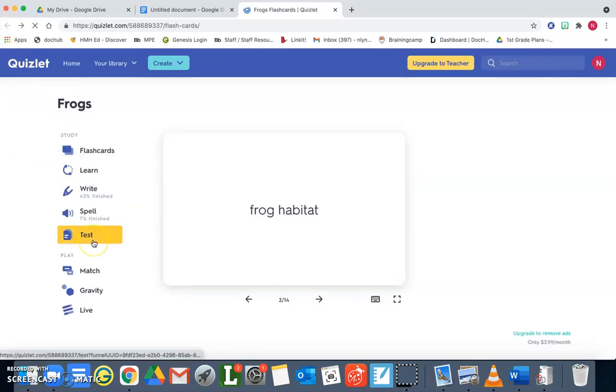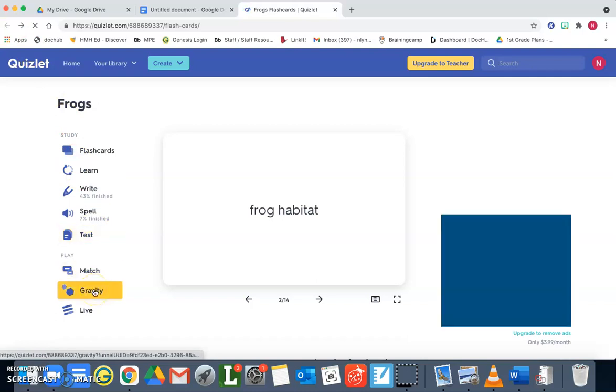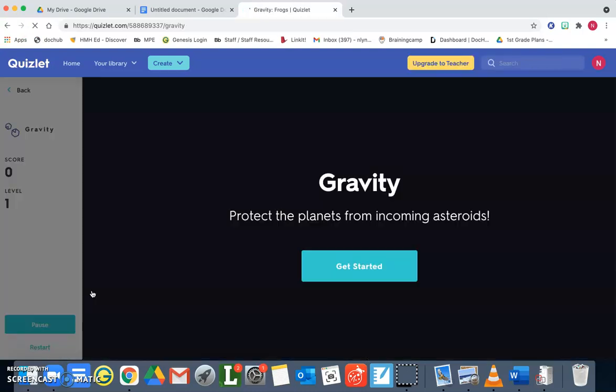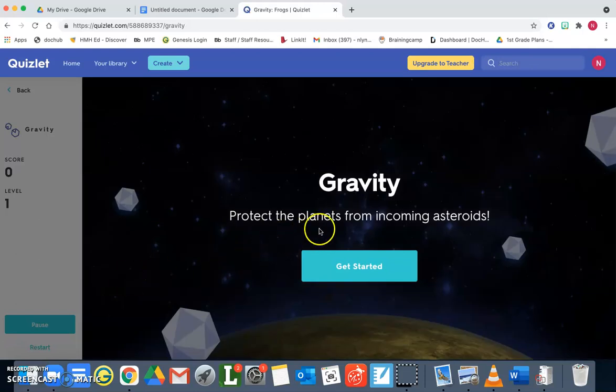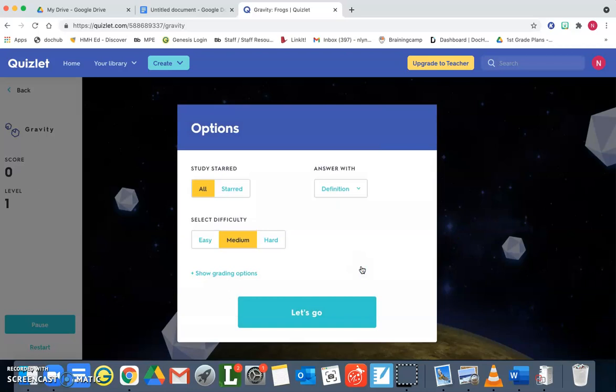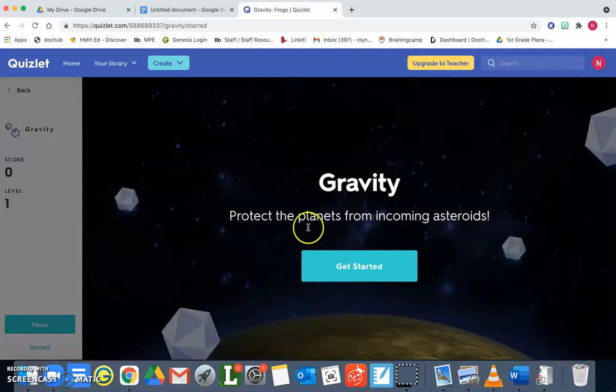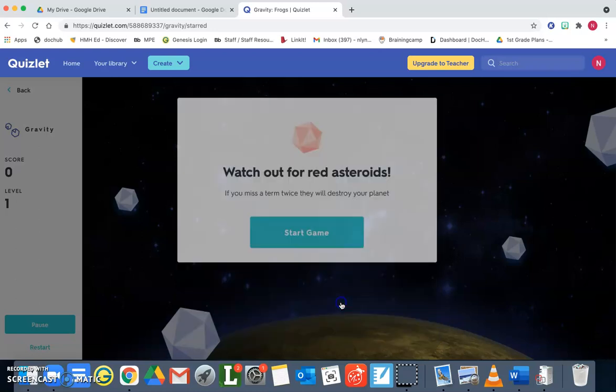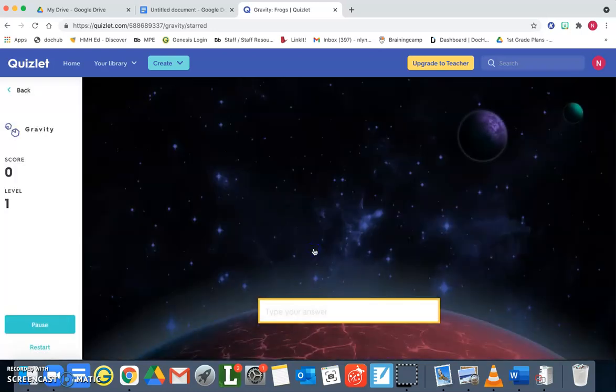And the last mode is a game called Gravity. It says protect the planets from incoming asteroids. Now you have a choice where you can study just the starred words, like in the flashcards. If you got any wrong, you can just practice those terms, or you can study all the terms. So I think I starred one. Let me just see if I just have one. Get started. Let's go. Start the game.